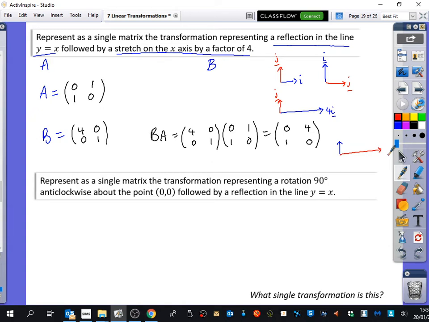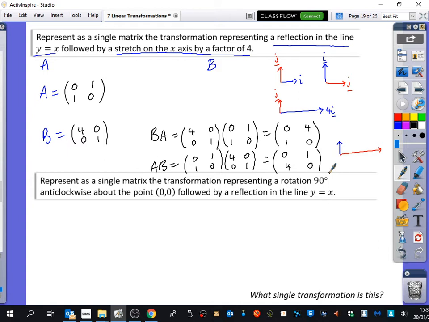What do you think I could do if I wanted to find out if the order of these transformations actually mattered? Good, I could try and find out what AB is. Now, some people can just do this stuff in their head. They can just imagine these transformations. But imagine the transformations were really, really confusing. This is a way of us actually deciding, does it matter about the order? So this is not part of the question. But if I did AB, which is 0, 1, 1, 0, 4, 0, 0, 1, we get 0, 1, 4, 0. So it's different.